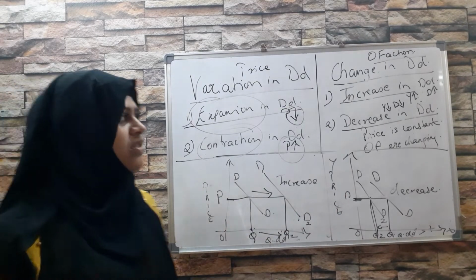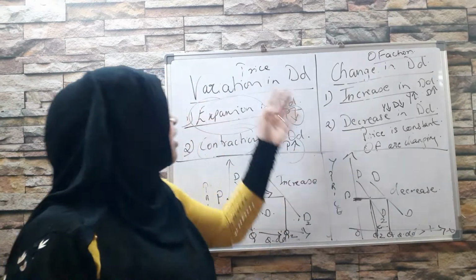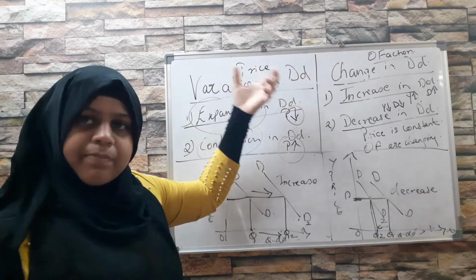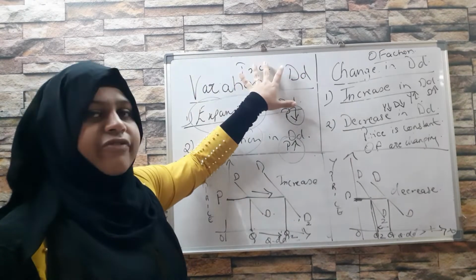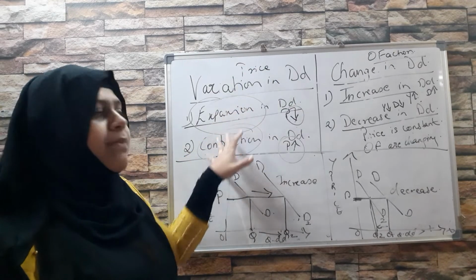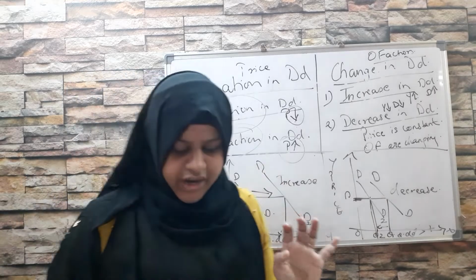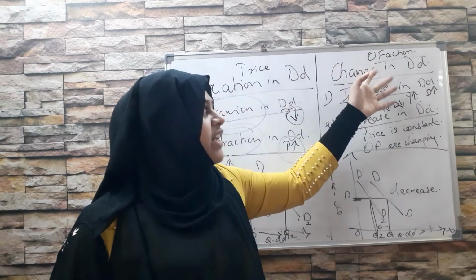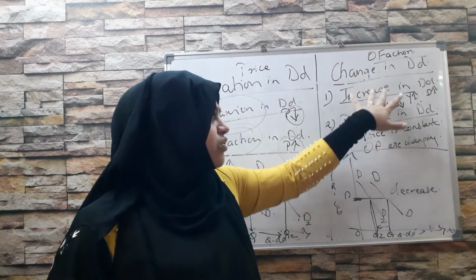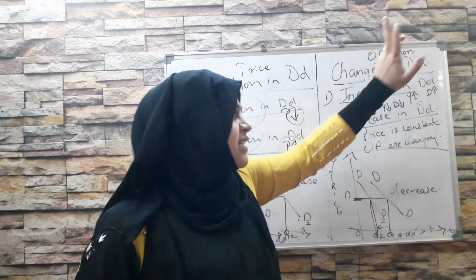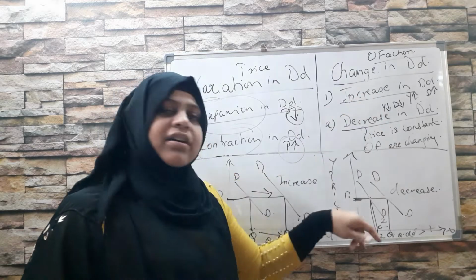Or they can ask you a simple question for 4 marks, a direct question, what is variation in demand? So first you will explain that variation happens because of price, and then you will explain both their types with the diagrams. Alright, or they could ask you this question, change in demand. So again here also you're going to explain what is change in demand. It is happening because of other factors, and the types with the diagrams.